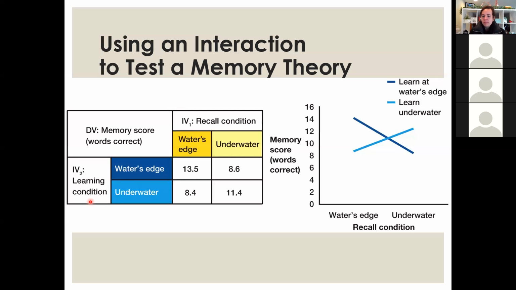Would you expect the memory to be better if they're in the same context? Very good. Yes. I was like, you're on it. You got to finish that up. Yep, absolutely. So you would expect that their recall would be better if the context was the same as where they learned. Does this table support that theory?